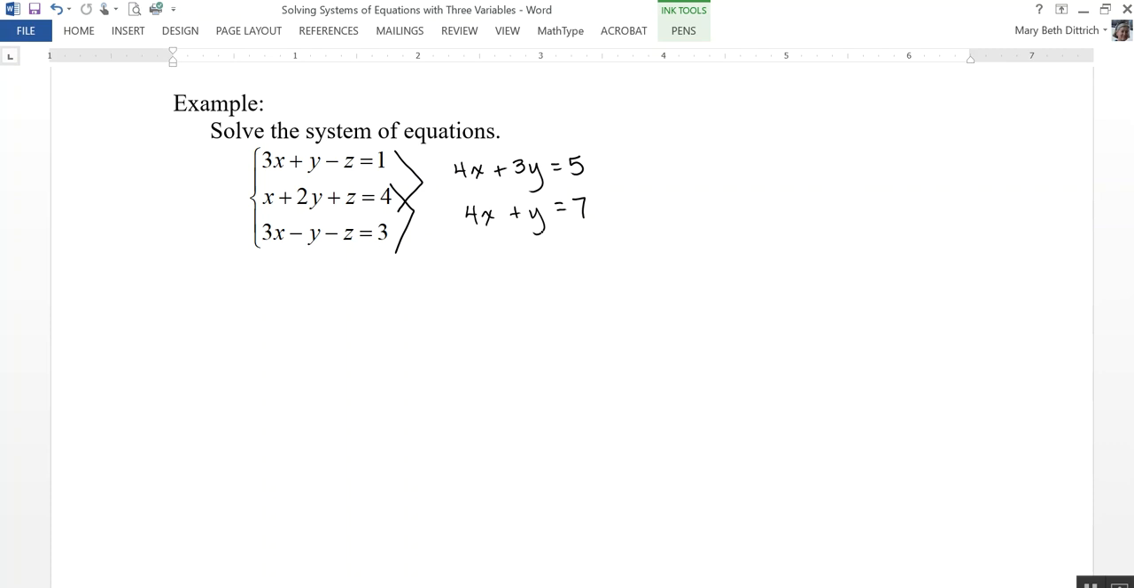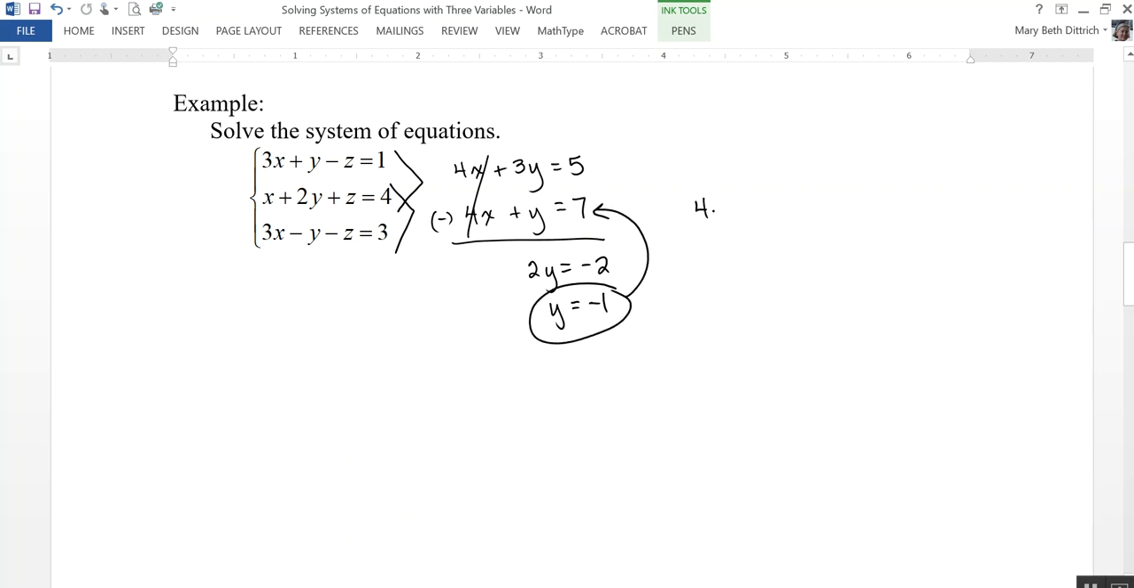Now I can actually solve this system, and this is actually kind of nice because I have 4's here. I can subtract my two equations, and that will eliminate my x's, and that's going to give me 3y minus y. It gives me 2y equals 5 minus 7 gives me a negative 2. So y is equal to negative 1, and I'm 1/3 of the way there. So I'm going to take this negative 1, and I think I'm going to plug it into this equation. So 4x minus 1 equals 7, or 4x equals 8, or x is equal to 2.